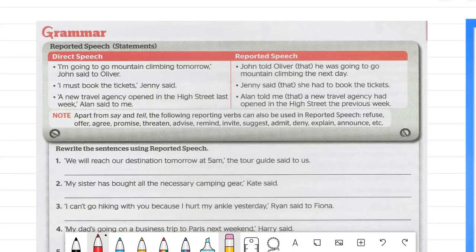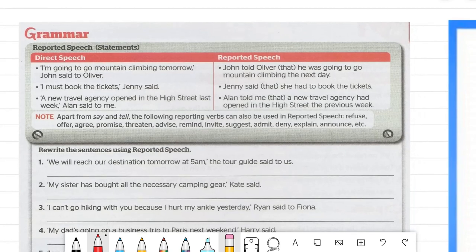Hello, students. Welcome back to our lesson today. So, today we are going to do a grammar practice on reported speech. Reported speech is basically a statement. Okay, please look at the table here in your textbook, page 71. Now look at the table.